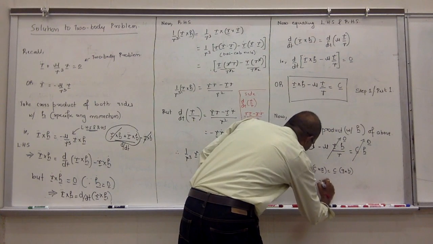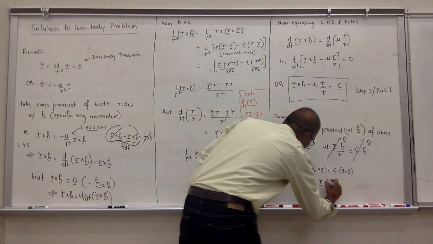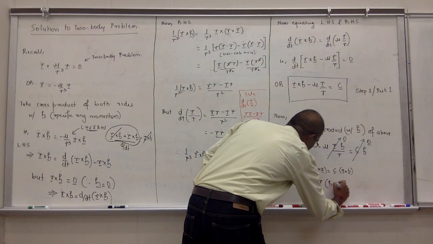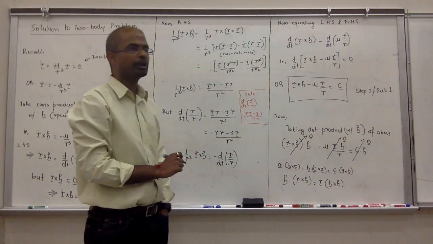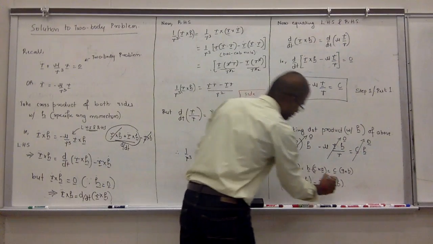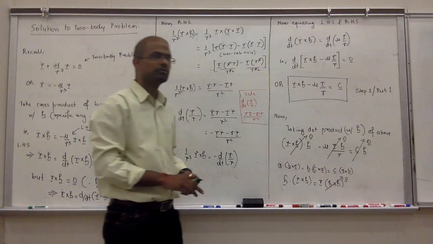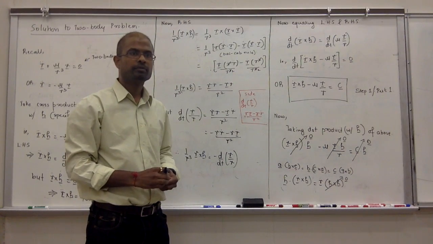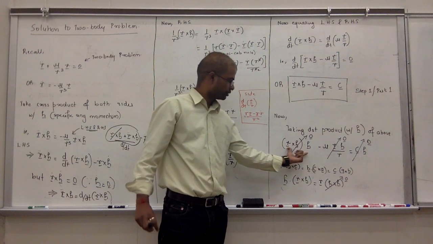R dot, right? What is C? H cross with, and what is a vector crossed with itself? Zero. Got it? So this is the reason this is 0.